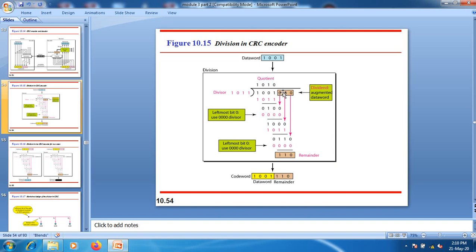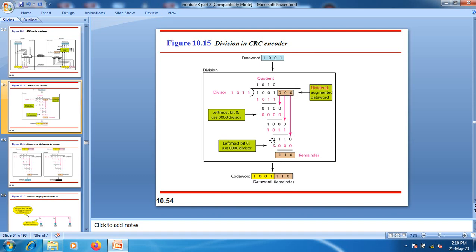We take the next bit, that is a 0 bit. Here the leftmost bit is a 0. In that case, I am using 0 as the divisor value. Here we are getting 100. Next, I am taking the next 0 bit. Here the leftmost bit is a 1, so I am dividing this value using the divisor value 1011. What solution are we getting here? That is 011 here.